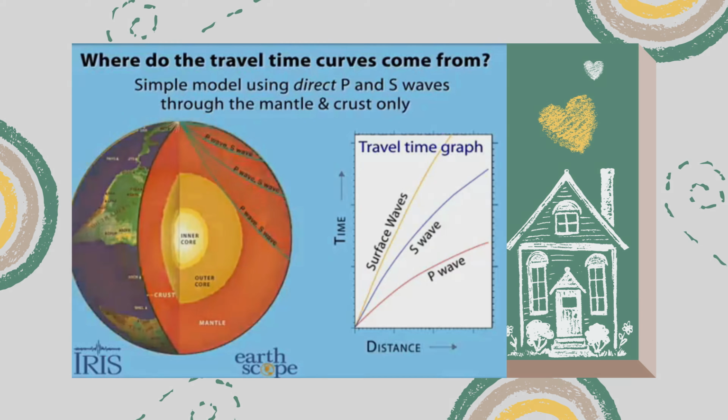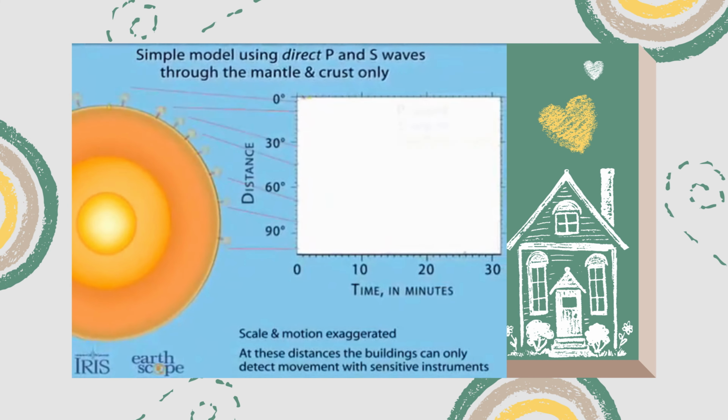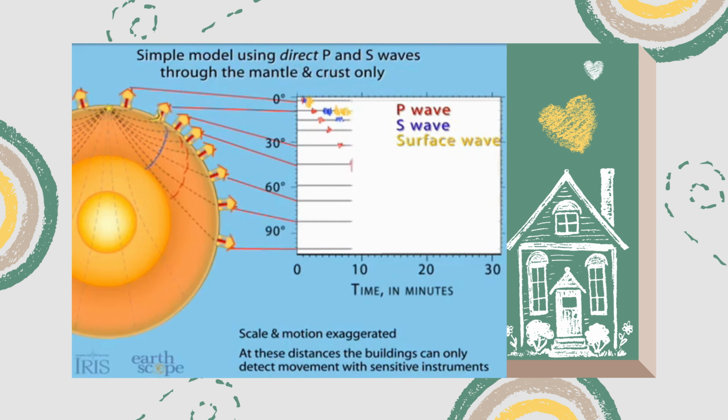The time versus distance graph of P, S, and surface wave arrival times was constructed by analyzing thousands of earthquakes from hundreds of seismograph stations around the world. Here we show an earthquake near the top of the globe and graph the arrival times to seismic stations at varying distances from the hypocenter. The y-axis shows the distance from the earthquake and the x-axis shows the elapsed time since the event.